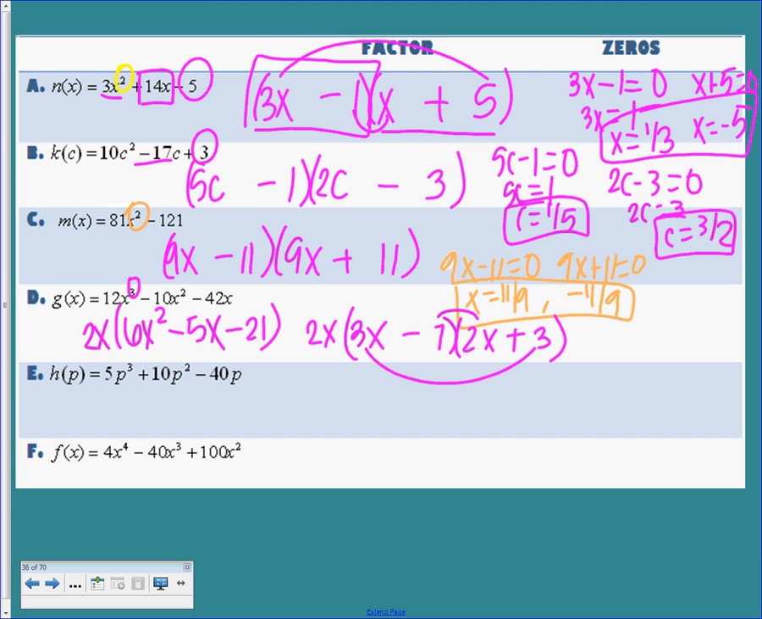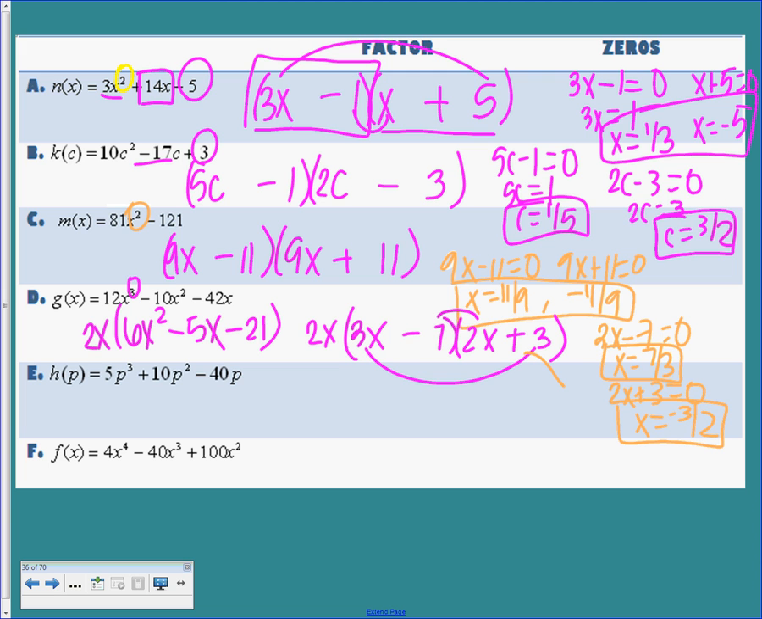Okay, so again, you're going to set your factors equal to 0. So for 3x minus 7 equals 0, you'll get x equals 7/3. For the second one, 2x plus 3 equals 0, you're going to get x equals negative 3/2. So you have 2 zeros.